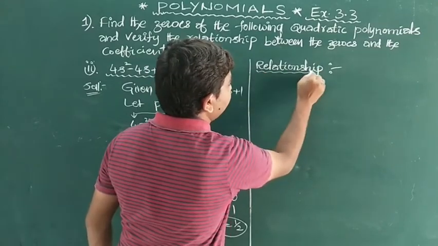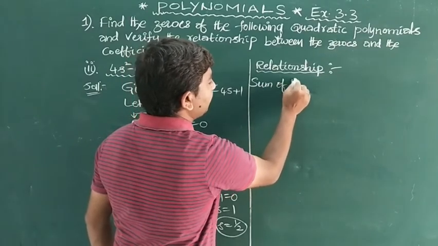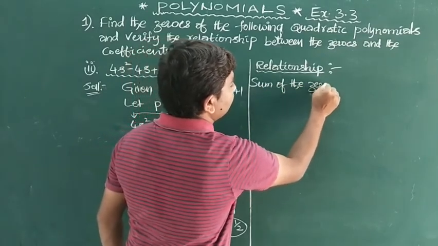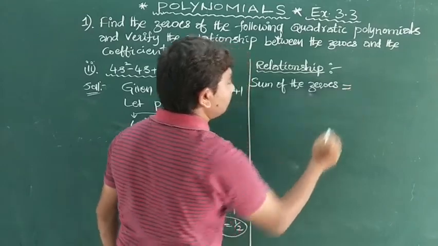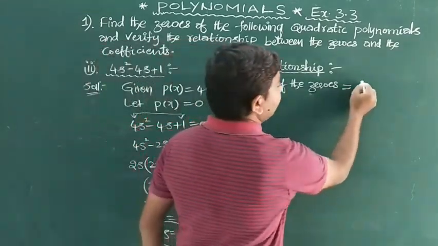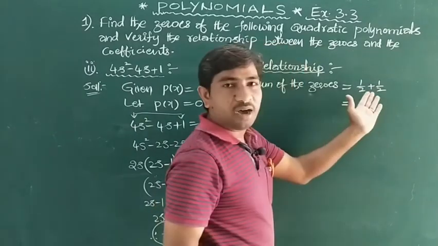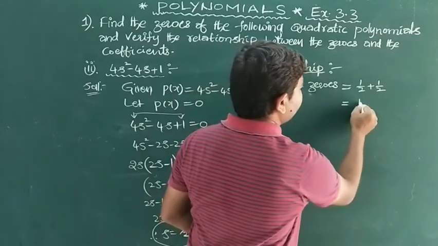So what is the relationship between the zeros and coefficients? Sum of the zeros is equal to, what are the zeros? 1 by 2 and 1 by 2. Sum of the zeros means 1 by 2 plus 1 by 2, half plus half, that is 1. Okay, so this is 1.